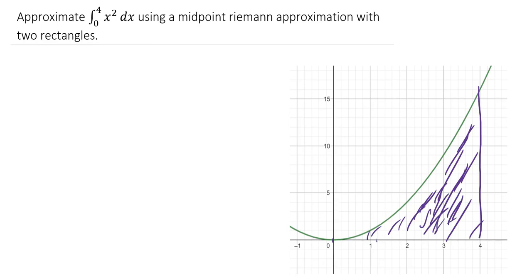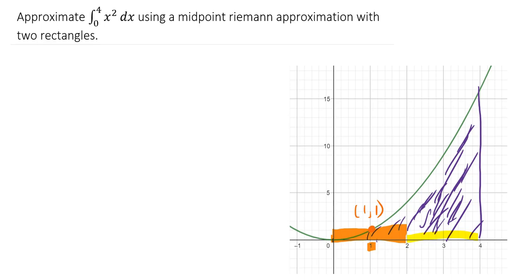So one of my rectangles is going to go from 0 to 2, and the other rectangle is going to go from 2 to 4, just to make them evenly spaced, but it doesn't have to be for a Riemann approximation. The height of my rectangles, I'm going to find by using the midpoint. Between 0 and 2, I'm going to use f of 1. My rectangle is going to line up so that right at the point 1, comma 1, that first rectangle hits it.